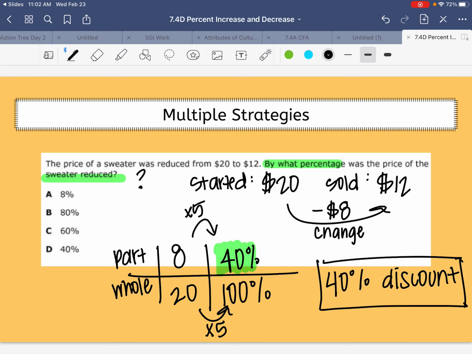And just for understanding, if it was a 40% discount, then that means I had to have paid the other 60%. So 12 would represent 60% of the original. So here we have our answer, which is letter D.